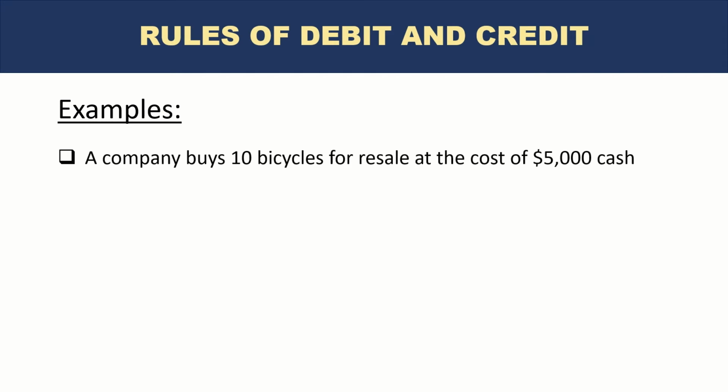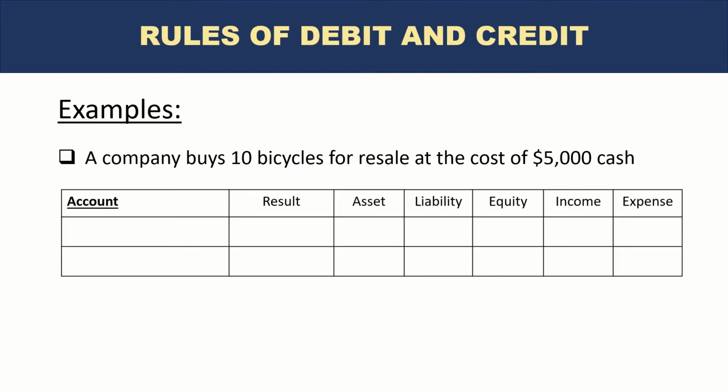Let's go to the next example. The company buys 10 bicycles for resale at the cost of $5,000 in cash. So what are the two accounts that will be impacted? Again, one is easy, where the company has paid cash. And the other one, bicycles.